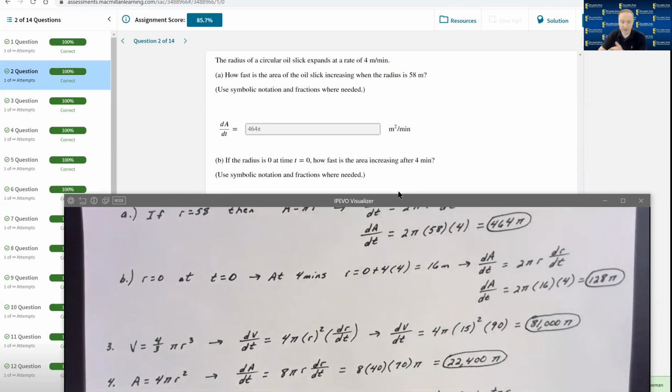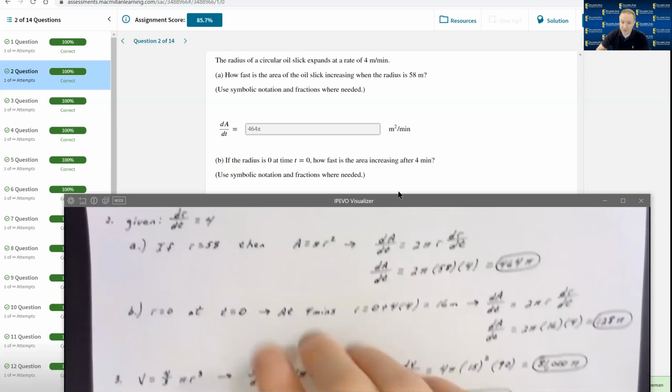Well, okay, they just want you to do a little bit of extra work here. Instead of telling you explicitly how large the radius is at the time of interest, they give you the initial size of the radius, 0 in this case, and then they give you a time that they're interested in. So we want to know how fast the area is increasing after 4 minutes. But they only tell us that the radius is 0 when t is 0.